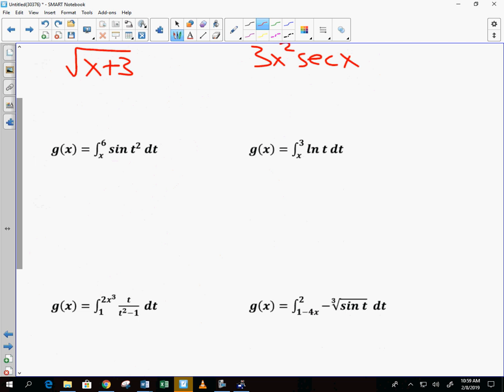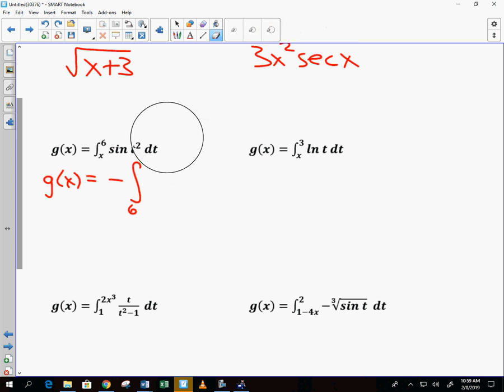What's different about this one? The x is on the bottom. Here's a cool property. This is the same thing as if you switch the bounds, it makes it negative. So in order to get the x back in position, you just flip them and make it negative.